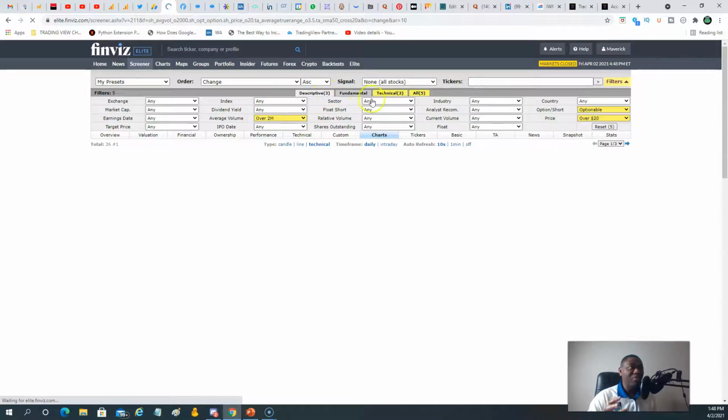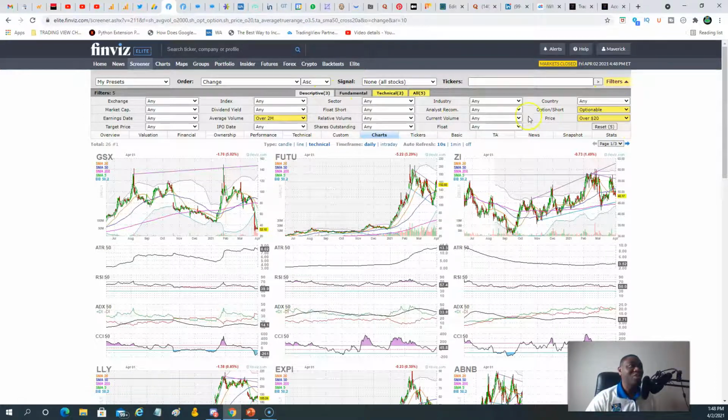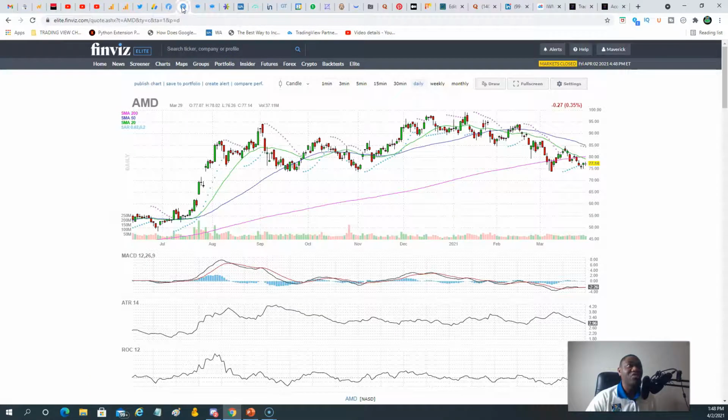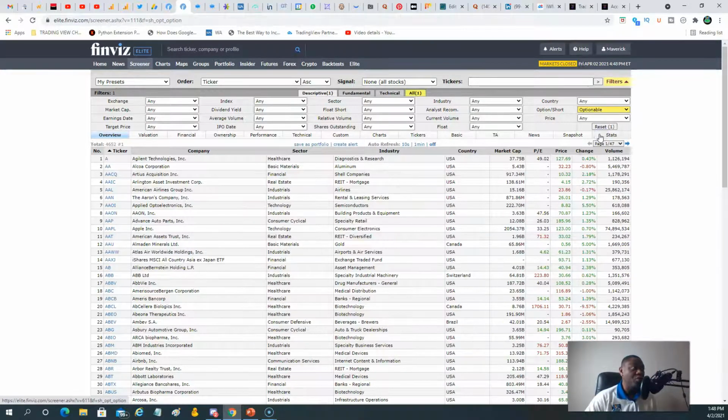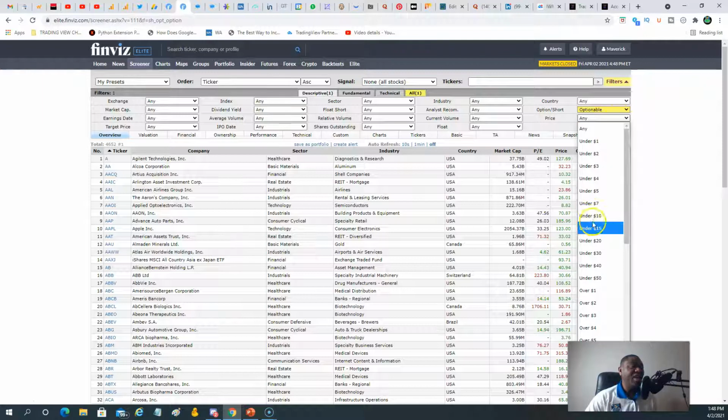So from that point of view, the first thing that we're going to do, actually, let me go ahead here and start from scratch. I'm just going to go to screener and start from scratch. All right, very good. The first thing, selection: option or short, we want optionable. The price. This is obviously a subject of debate.